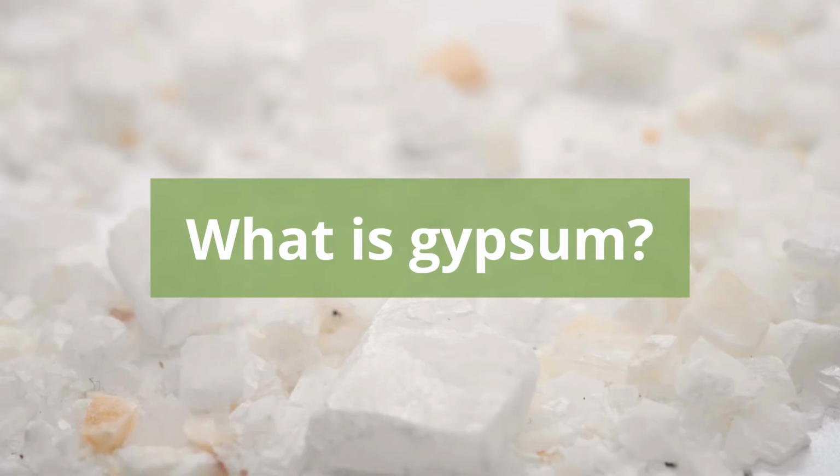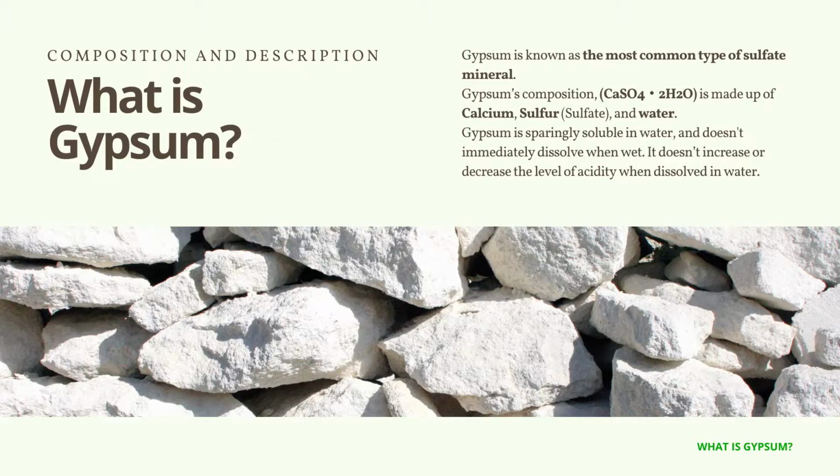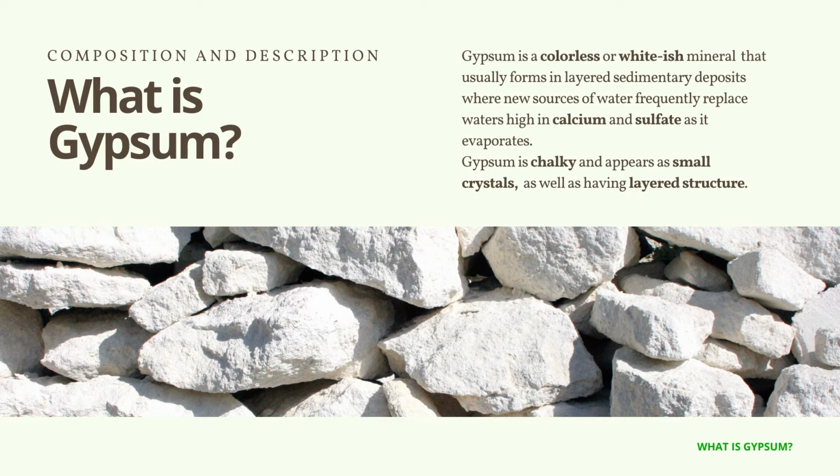Now, what is gypsum? Gypsum is known as the most common type of sulfate mineral. It is composed of calcium together with sulfur and water in the form of sulfate. It is sparingly soluble in water and doesn't immediately dissolve when wet. It doesn't increase or decrease the level of acidity when dissolved in water. Gypsum is chalky and can appear as small crystals, as well as a layered structure.